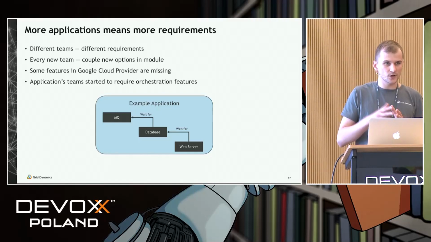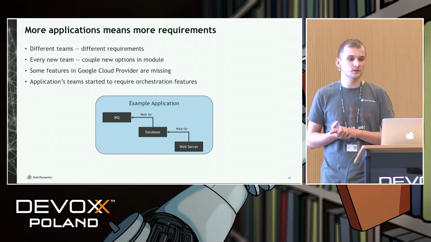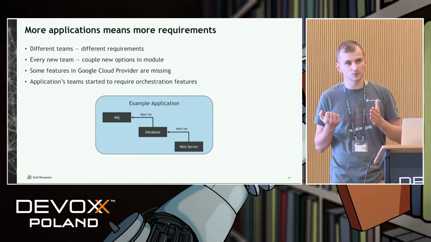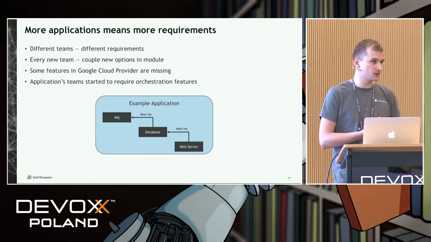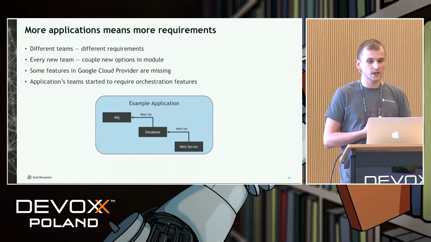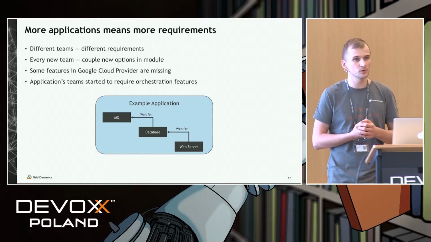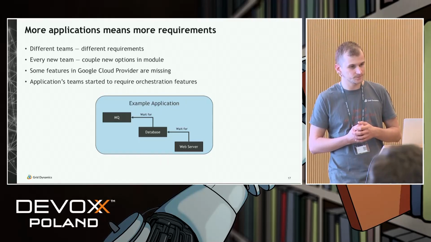And not that reusable. We found that some features in Google Cloud Provider are missing, so we decided to at least create an issue in the GitHub of Terraform or Google Cloud Provider, or we decided to write it by ourselves and, of course, push it upstream to the GitHub repository.